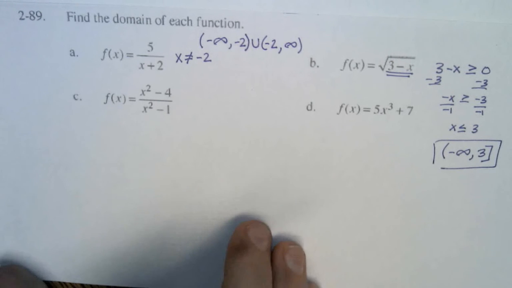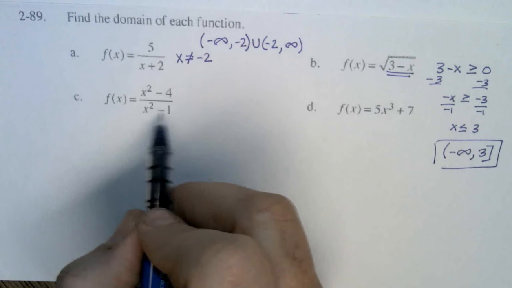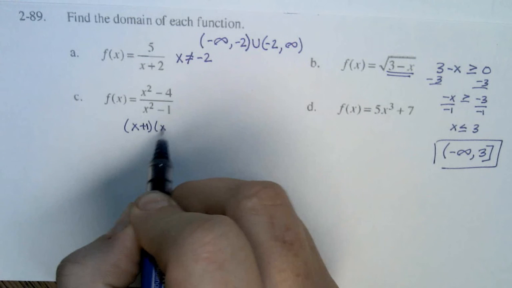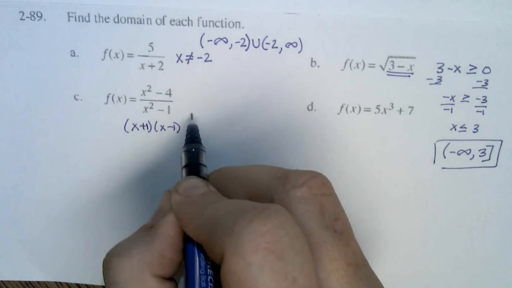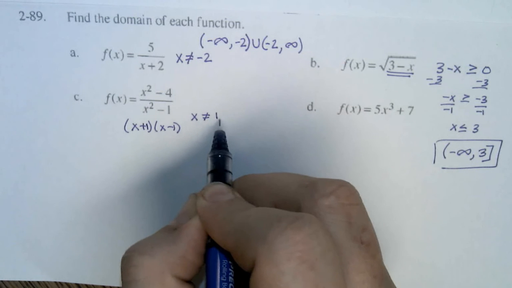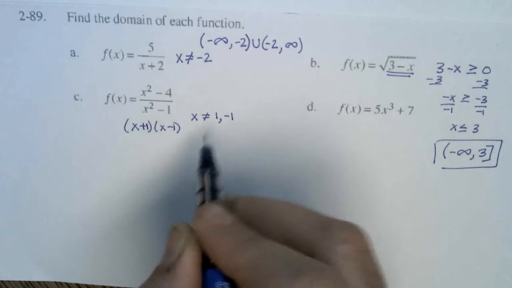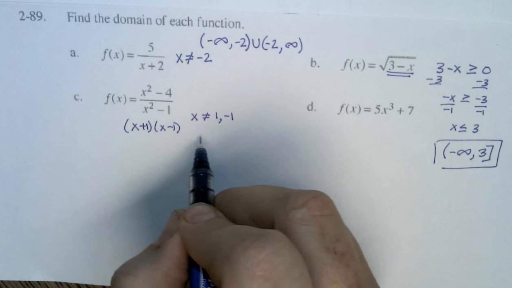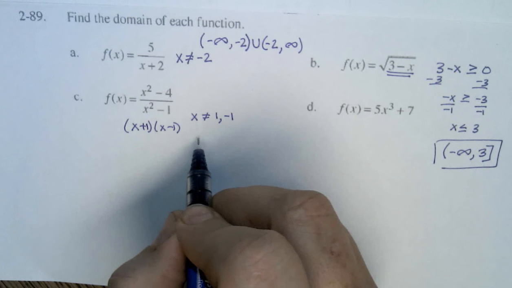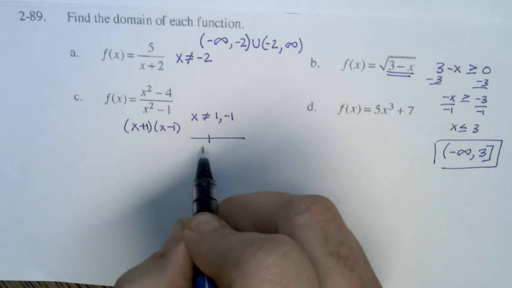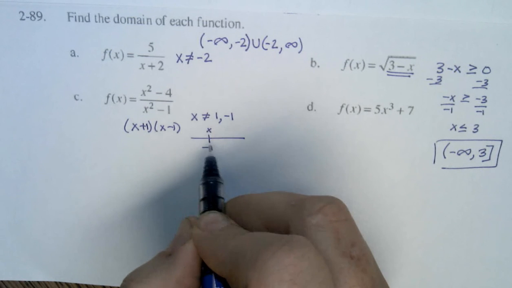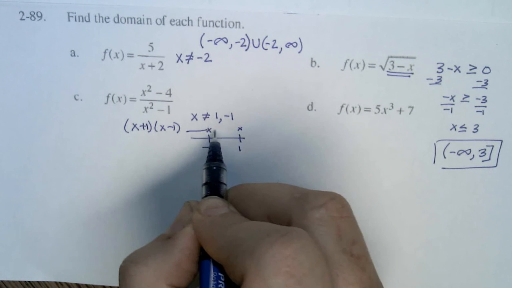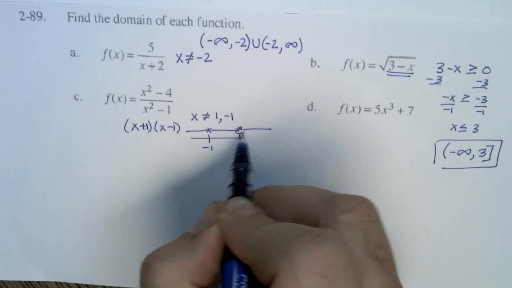And on C, if I put this in factored form, x plus 1, x minus 1, then I can quickly see that x cannot be 1 or -1. So when I put that in interval notation, if it helps you, you can draw a number line. Okay, so you have x cannot be, here's -1, x cannot be that number, and then here's +1, x cannot be that number. So it's everything except those values.